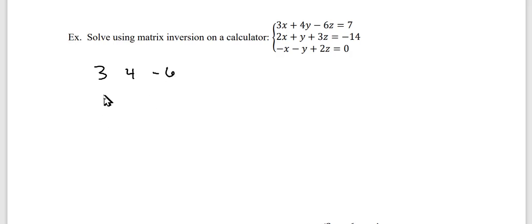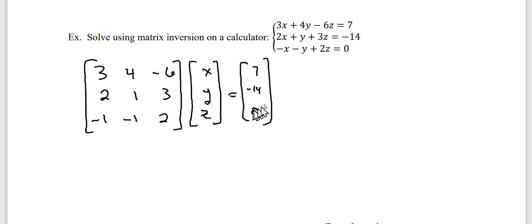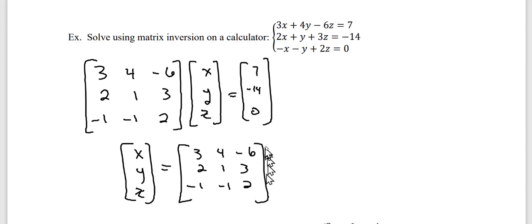3, 4, -6, 2, 1, 3, -1, -1, 2. Remember that this is different from the augmented matrix that we worked on earlier in this unit. Here we have a matrix equation, a variable matrix, and then the constant matrix over here. This tells me from our work before that XYZ will equal the inverse of this matrix times 7, -14, 0.